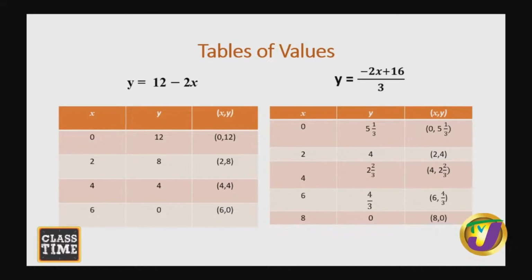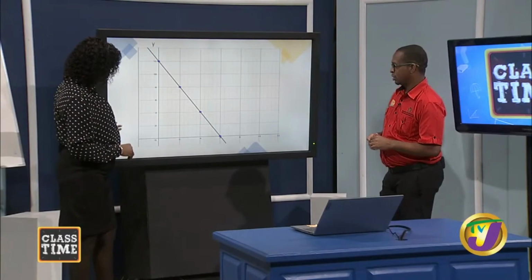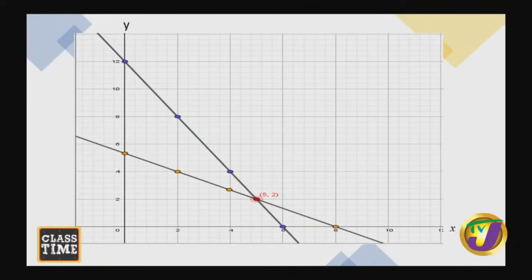Now that we have our points, let's see what our graph looks like. Note this is the first equation. And we are labeling them.